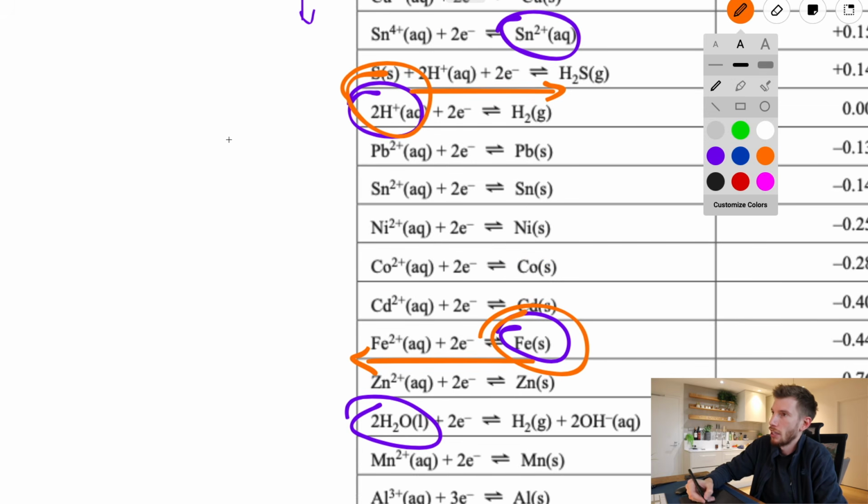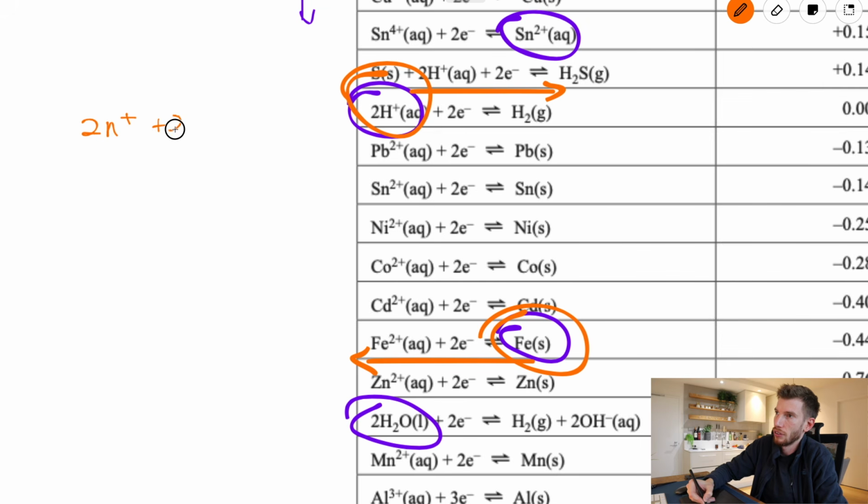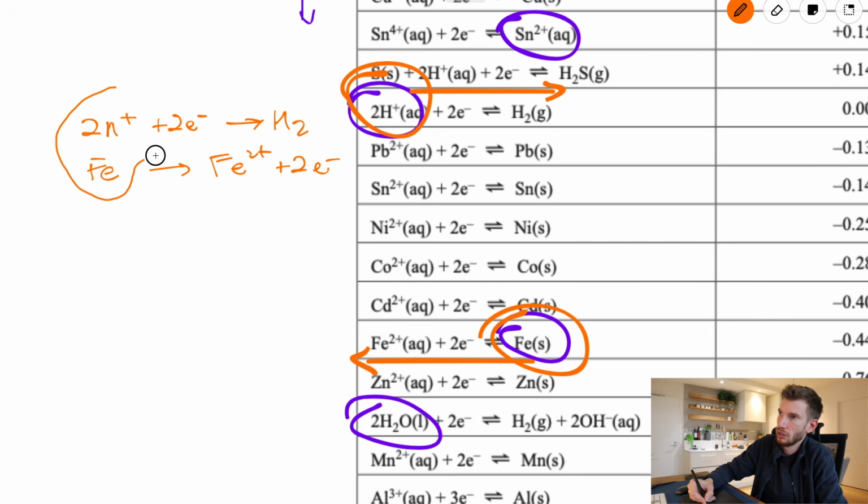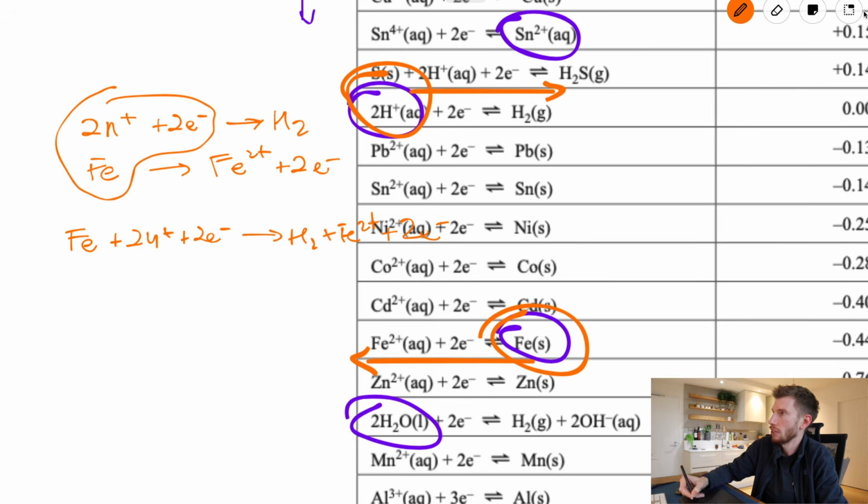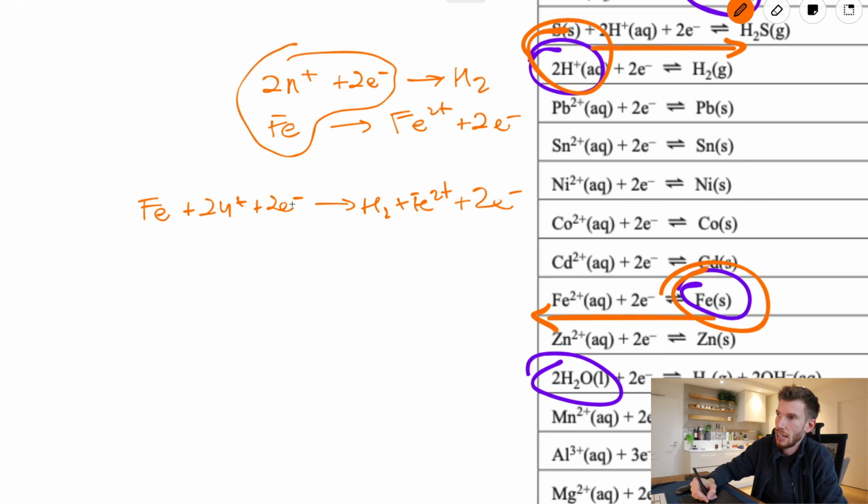So that would mean, if we write them out, we would have 2H+ plus 2 electrons converting into, we'll get rid of the double arrow now, converting into H2 gas. And then under here, the iron would be going backwards. So that would be converting into Fe2+ and 2 electrons. And if we just bundle all of the left-hand side together, we get Fe plus 2H+ plus 2 electrons, and then we get H2 plus Fe2+ plus 2 electrons. Like that, just bring this over. And then we can see the electrons cancel out, right? These are the electrons that are transferring from one to the other.